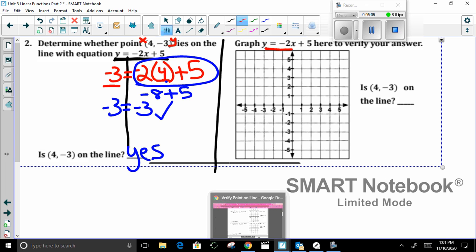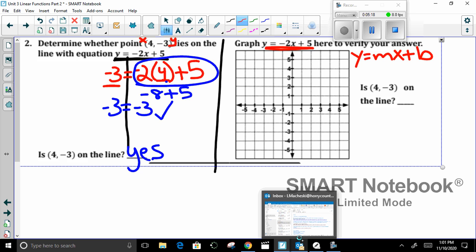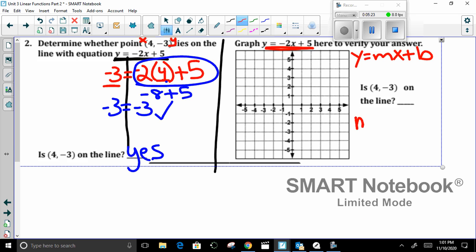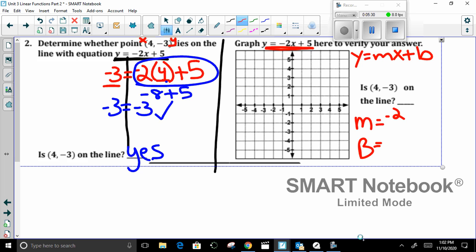All right, I got my equation. Is that in slope-intercept form? Remember, it's got to be in y equals mx plus b in order for me to be able to graph it. And it actually is. So identify the most important things, your m and your b. What is my slope? My slope is -2. Remember, in order to graph, I need it to be a fraction to have a rise over run. So make it a fraction by putting it over 1. My y-intercept is 5.